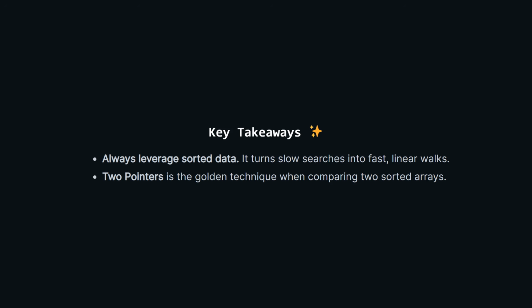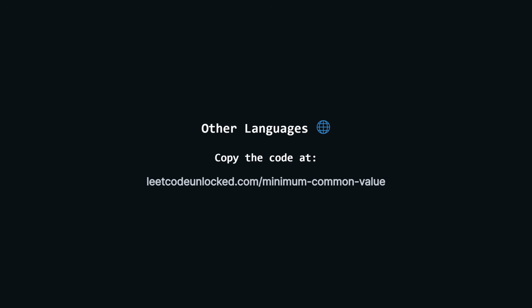Here are the key takeaways for today. Whenever a problem tells you data is sorted, that is a massive hint. It usually means you can avoid slow, brute force searching. And using two pointers is pretty much the textbook way to compare two sorted lists simultaneously. Alright, that covers the logic.